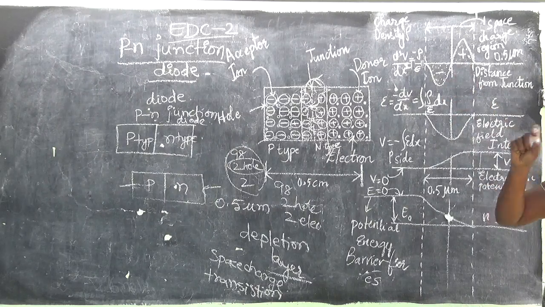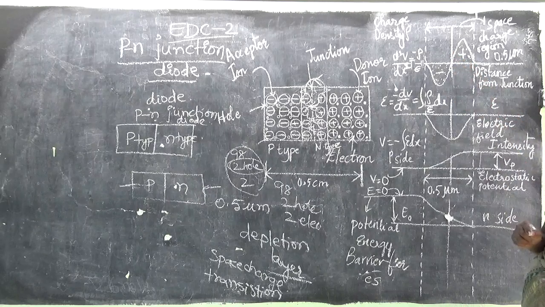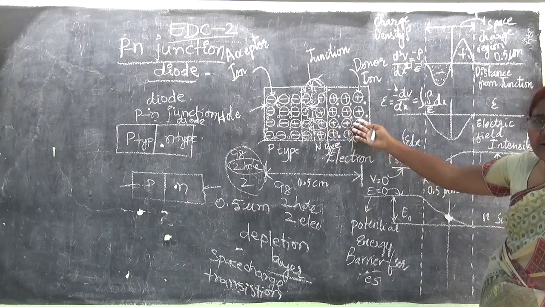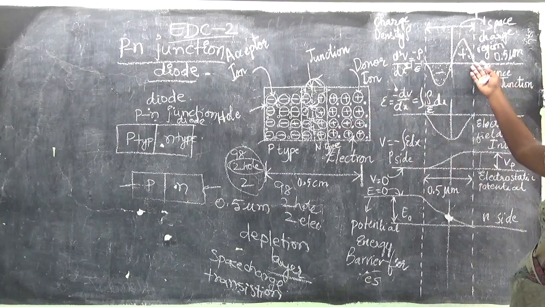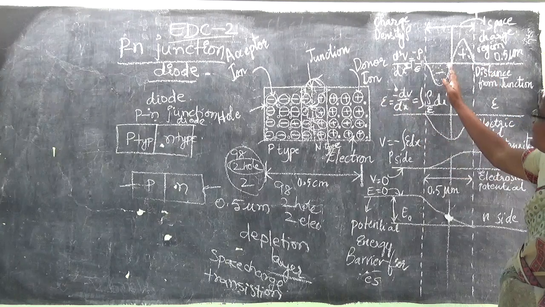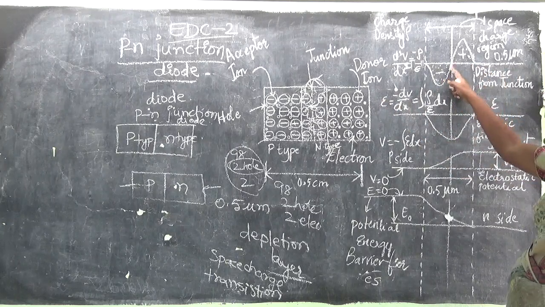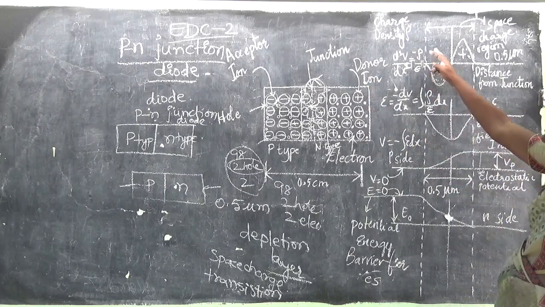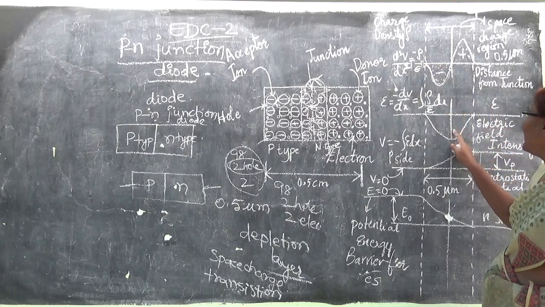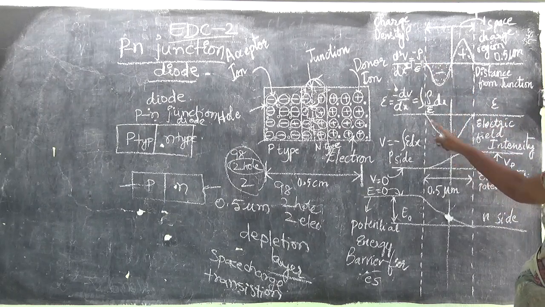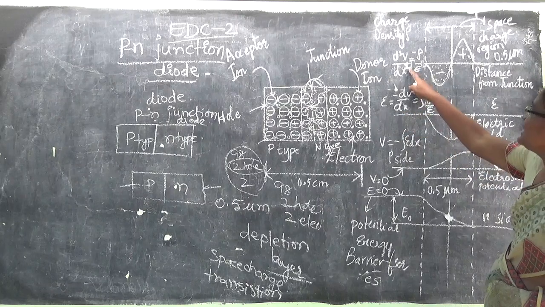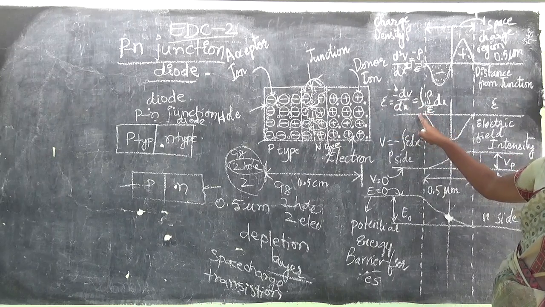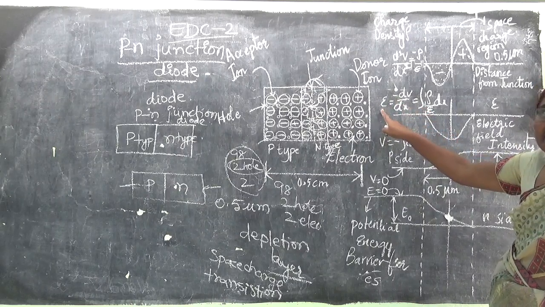What is the charge density across the junction? We know that we have so many positive charges here. So this is the positive charge density along the right side of the junction, and a negative charge density along the left side of the junction. So this is the charge density. And here, the integration of this charge density will give the electric field. If you integrate the charge density, then you will get the electric field.